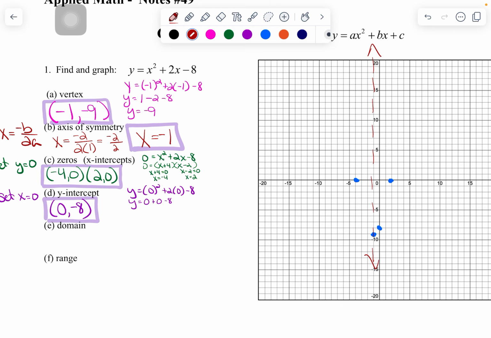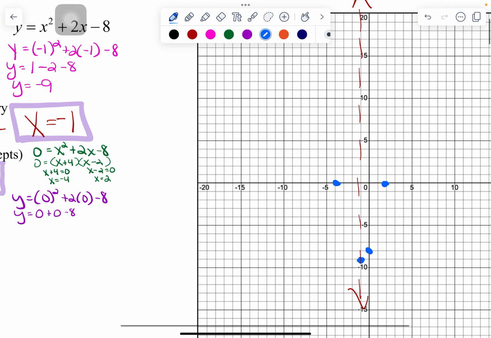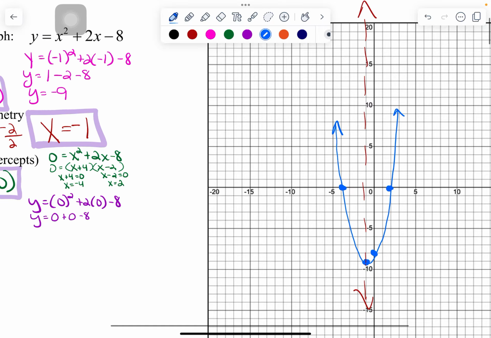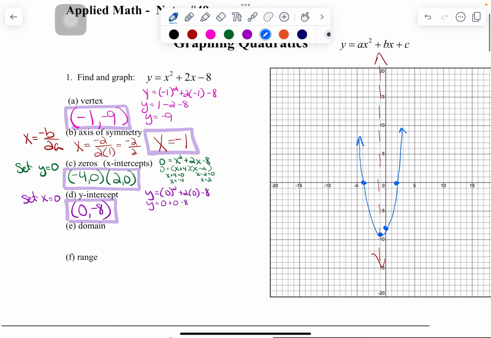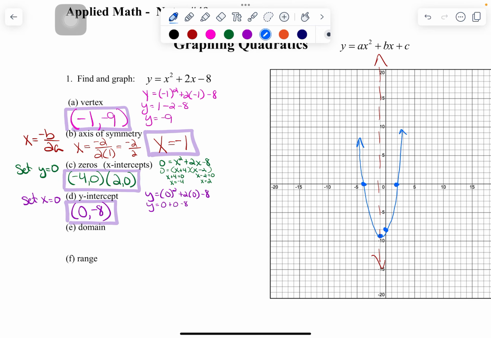And the basic shape here is a U-shaped curve. And the big thing is, yes, it should be curved as best you can. So it looks something like that. Okay, not looking for absolute perfection here, but definitely want that basic shape. And that's going to lead us into the last 2 pieces here, which are domain and range.